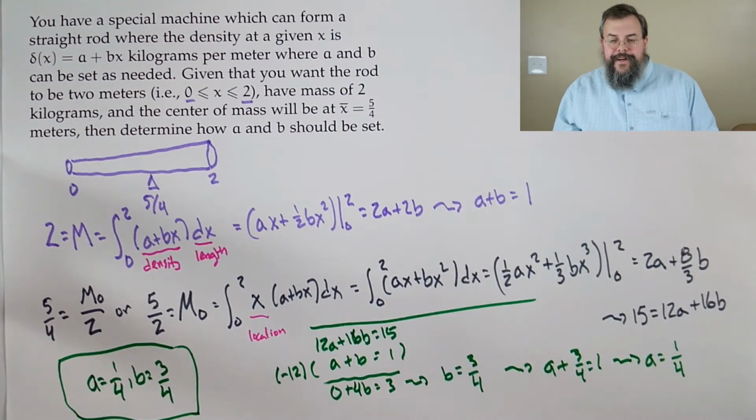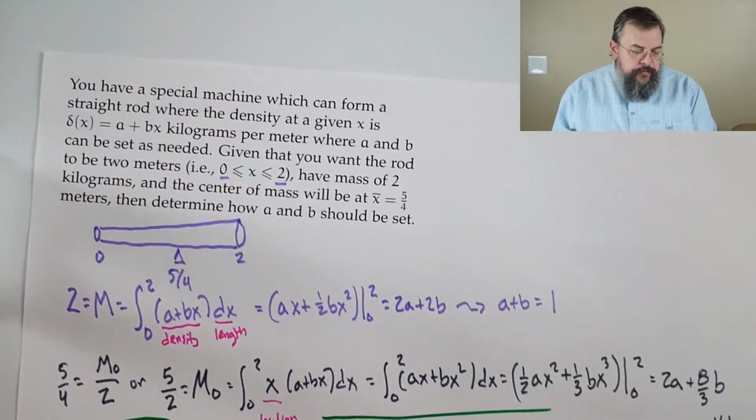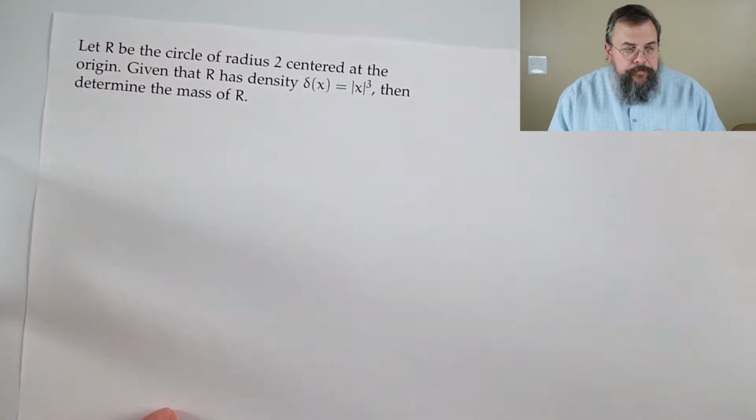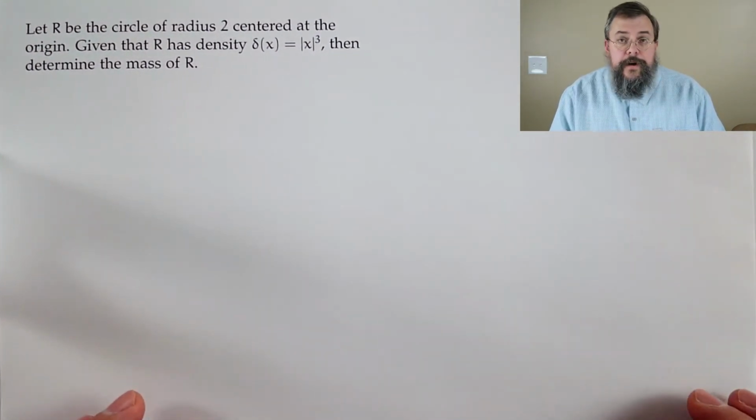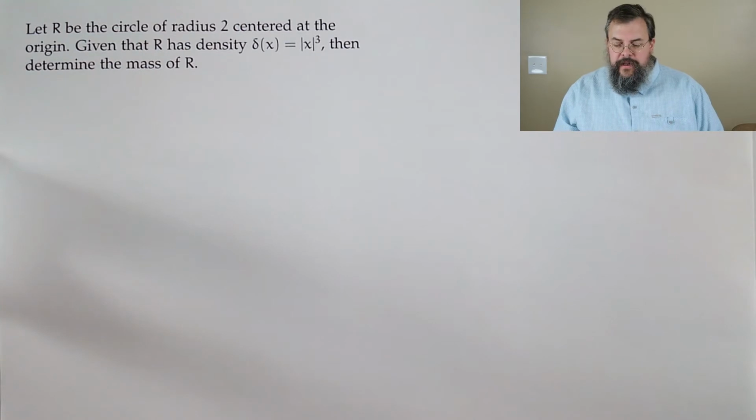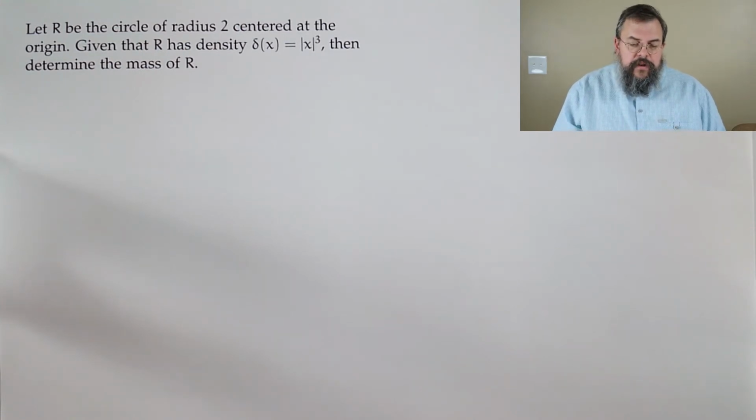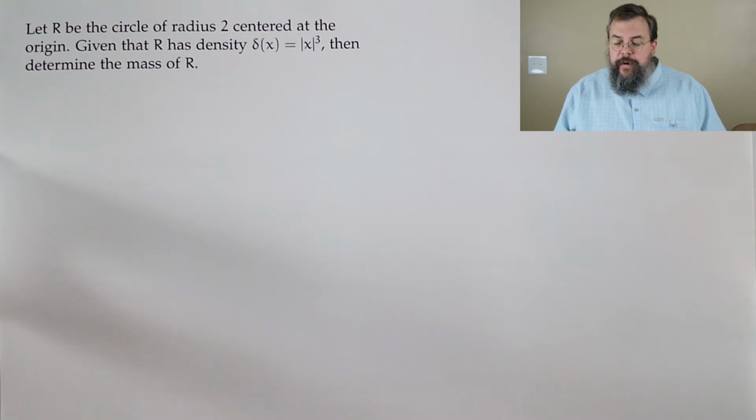Nice. Good. Fun problem. Interesting, different. You have a, you have b, and how do you put everything together? So let's go to our next problem. Let R be the circle of radius 2, centered at the origin. Given that R has density absolute value of x cubed, then determine the mass of R.